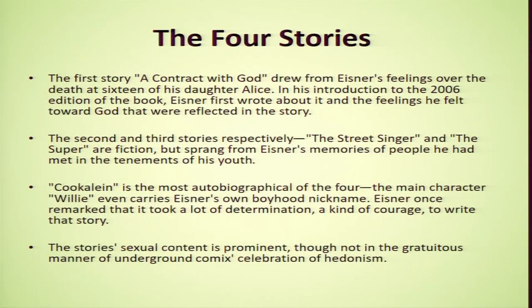So here on your slides that you see, the first story, A Contract with a God, drew from Eisner's feelings over the death at 16 of his daughter Alice, which means his daughter Alice died at the age of 16. In his introduction to the 2006 edition of the book, Eisner first wrote about it and the feelings he felt toward God that were reflected in the story.